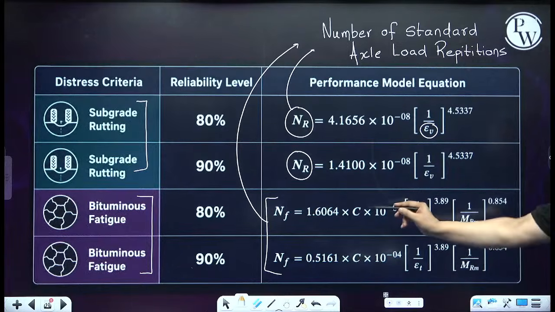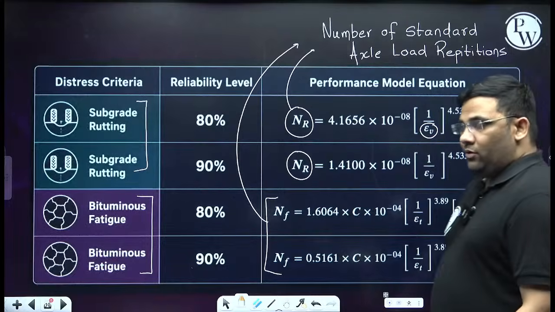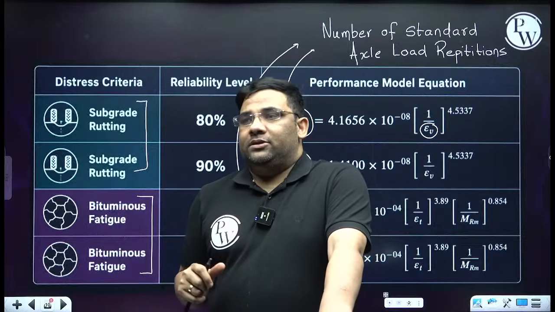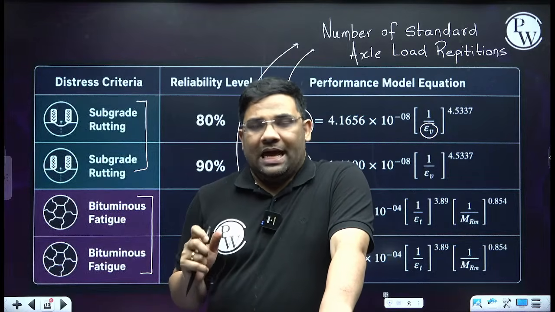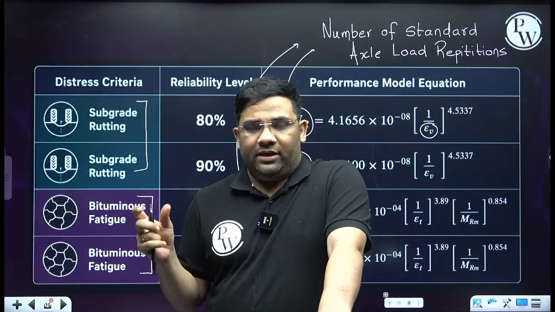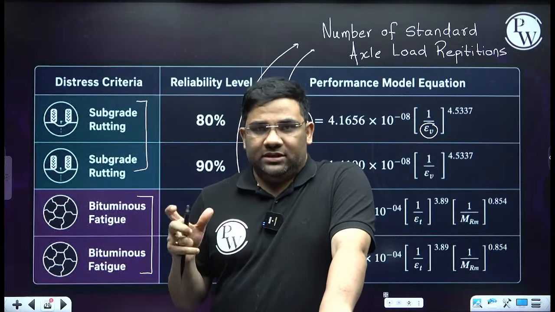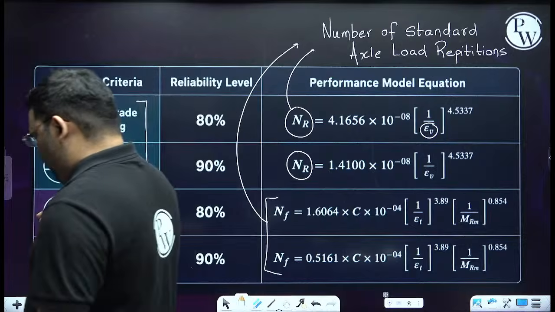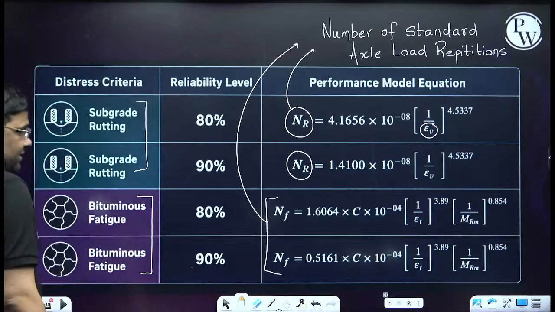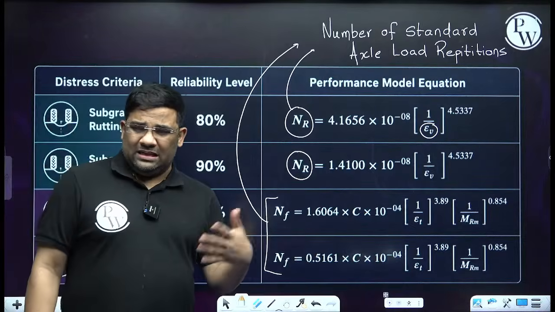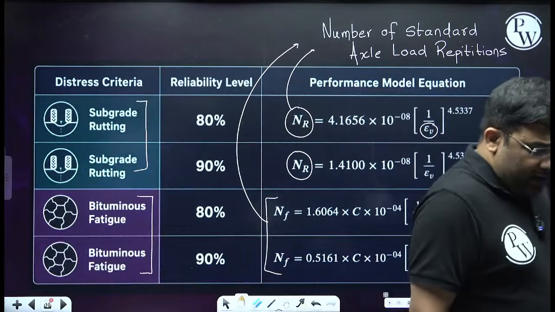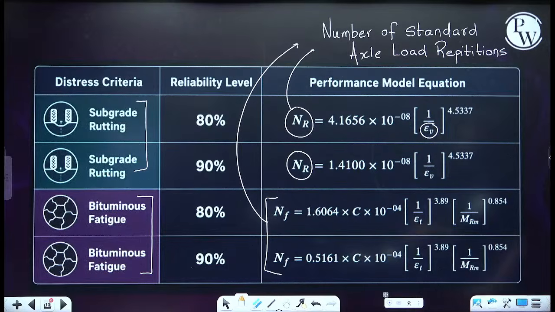Now this C is the correction factor. And what is the correction factor? When we conduct this strain experiment in the laboratory, it will vary from the field conditions. So this is the adjustment factor that will be given in the question. If they ask a question, it will be given to you. The calculation of the adjustment factor is given in IS 37, but that becomes very complicated, so it is not required for you.